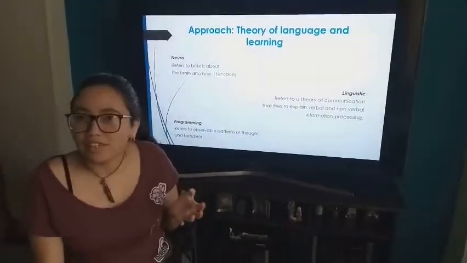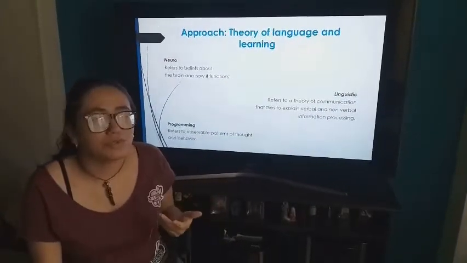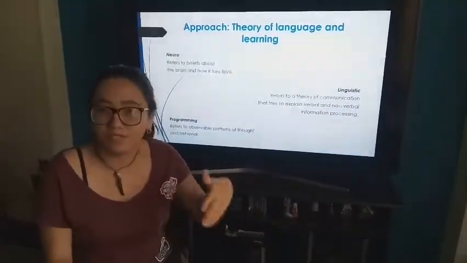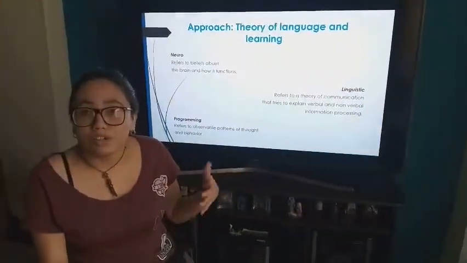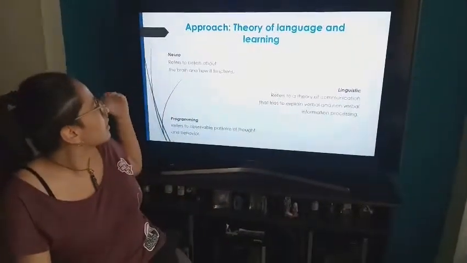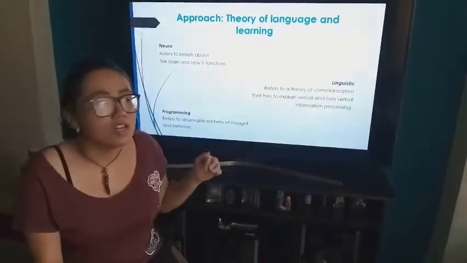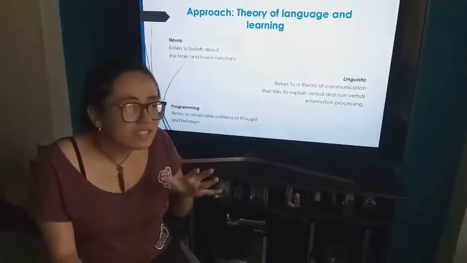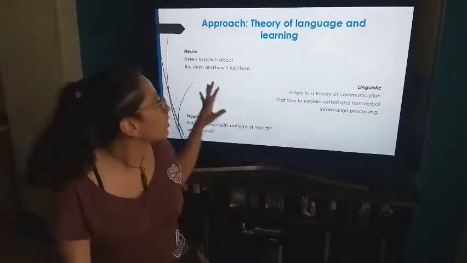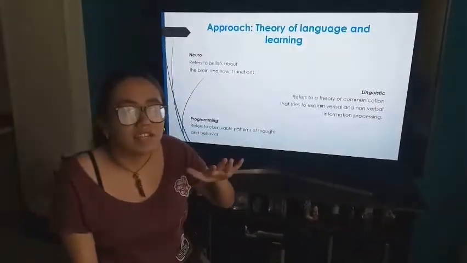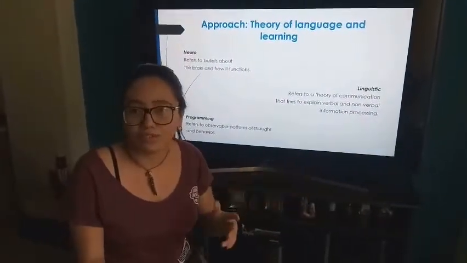One might think that the neurolinguistic programming method has to do with neurolinguistics, the field of science, but it has nothing to do with that. The word neuro in this method refers to beliefs about the brain and how it functions. So there is actually little to no information or research connecting the word neuro to the actual field of neurolinguistics.